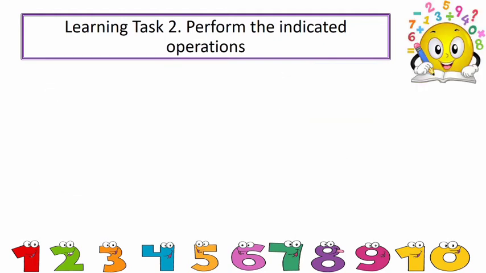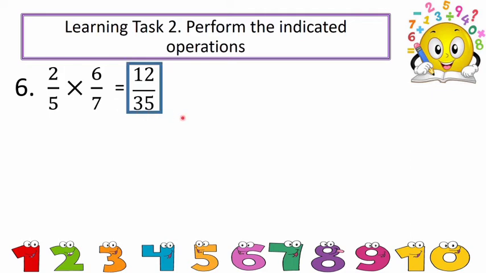Now let us have number 6 example. So we have here 2 over 5 times 6 over 7. Remember the rule for multiplication: numerator times numerator over denominator times denominator. So it is equal to 2 times 6, which is 12, and 5 times 7, which is 35. So the product is 12 over 35.